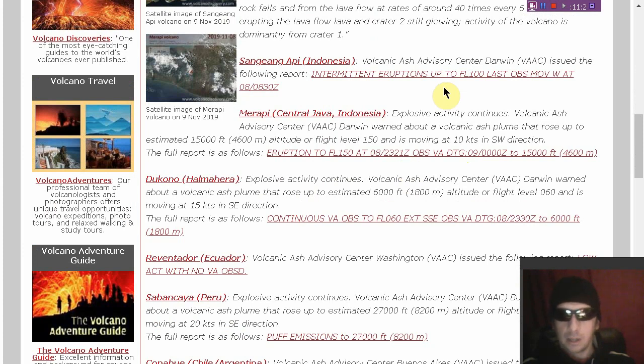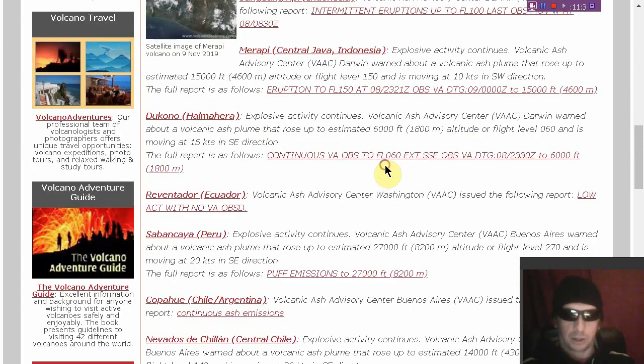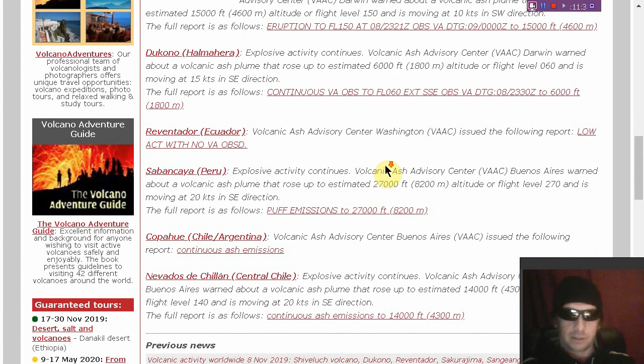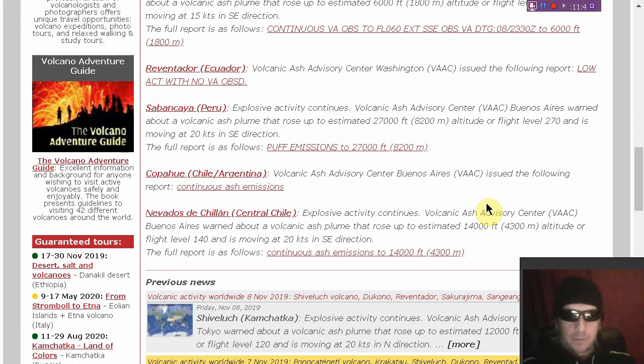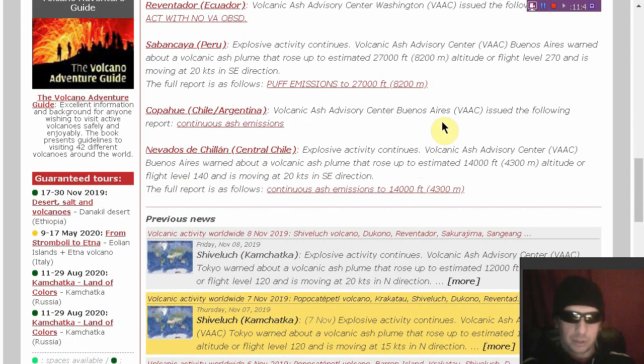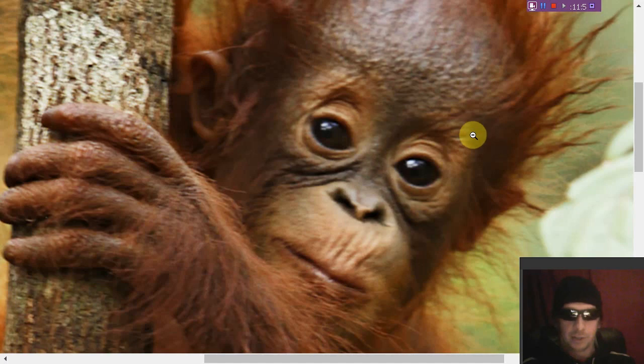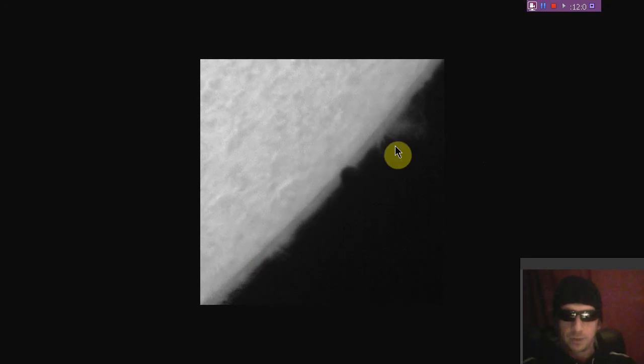Sangeang Api, intermittent eruptions producing a 10,000-foot plume. Mount Merapi exploding, 15,000-foot ash plume there. Tokono exploding, 6,000-foot plume there. Reventador, low activity there. Sabancaya exploding, 27,000-foot ash plume. Copahue, continuous emissions. Nevados de Chillán exploding, producing a 14,000-foot ash plume. Please don't attempt to pole vault the caldera of Nevados de Chillán. And please don't get orangutans confused with Karangetang.